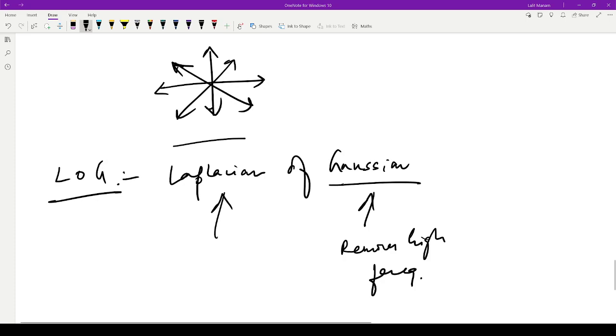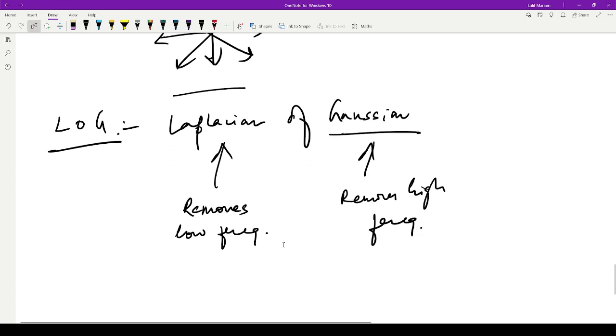It's a second order derivative, so it is used to detect edges. Okay, so it is a second order derivative. It retains high frequency, and the Gaussian retains low frequency. So effectively, what kind of filter is this? Band pass.